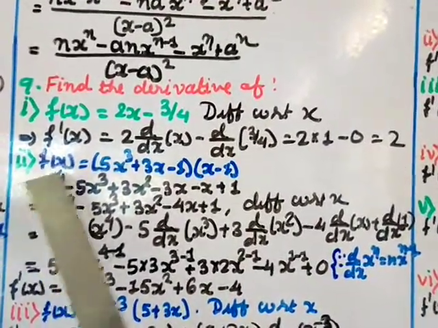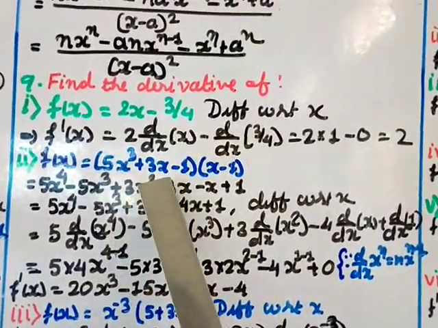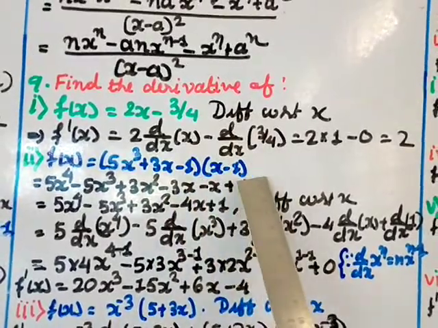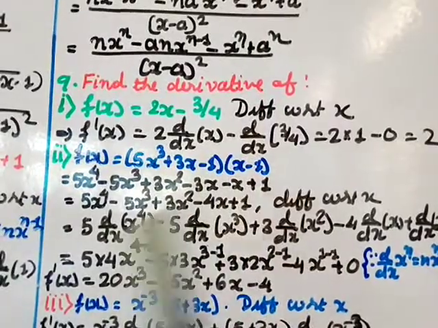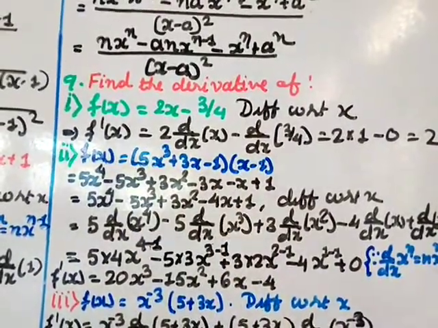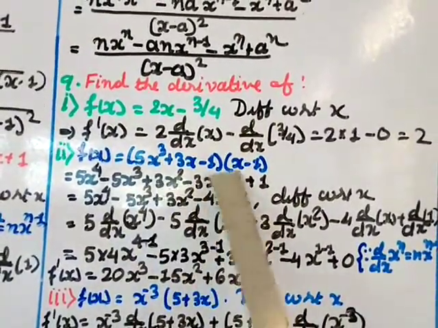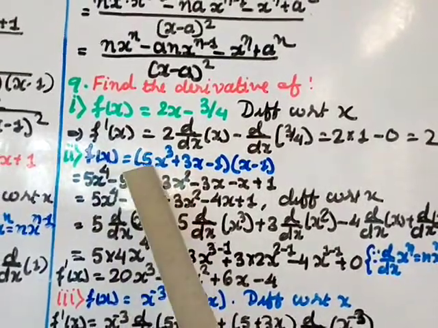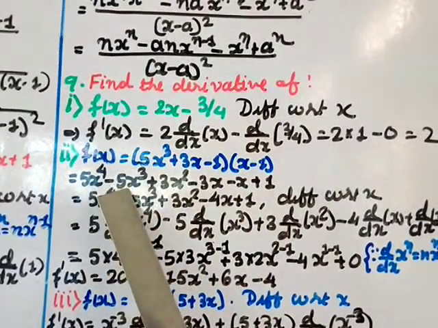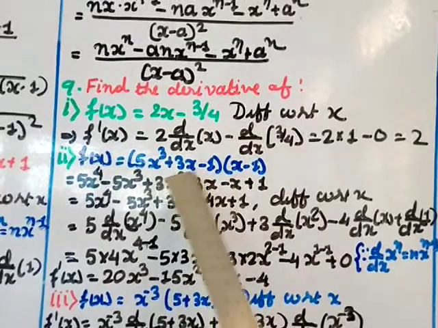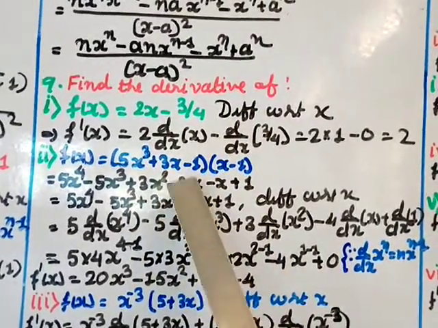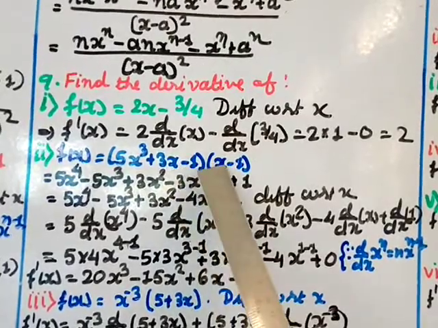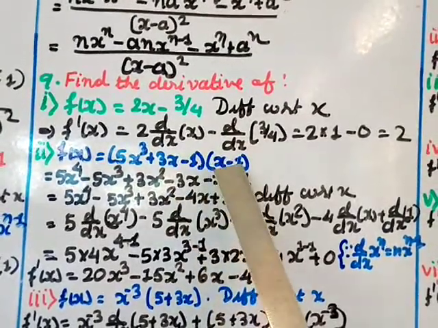Roman number 2, f(x) equal to 5x cube plus 3x minus 1 into x minus 1. This you can either solve using the product rule like u into v. Here I am going to open the bracket and solve this. Okay, so 5x cube into x is 5x power 4. 5x cube into minus 1 is minus 5x cube. Then you multiply, 3x into x is 3x square. 3x into minus 1 is minus 3x. Minus 1 into x is minus x. Minus 1 into minus 1 is plus 1.